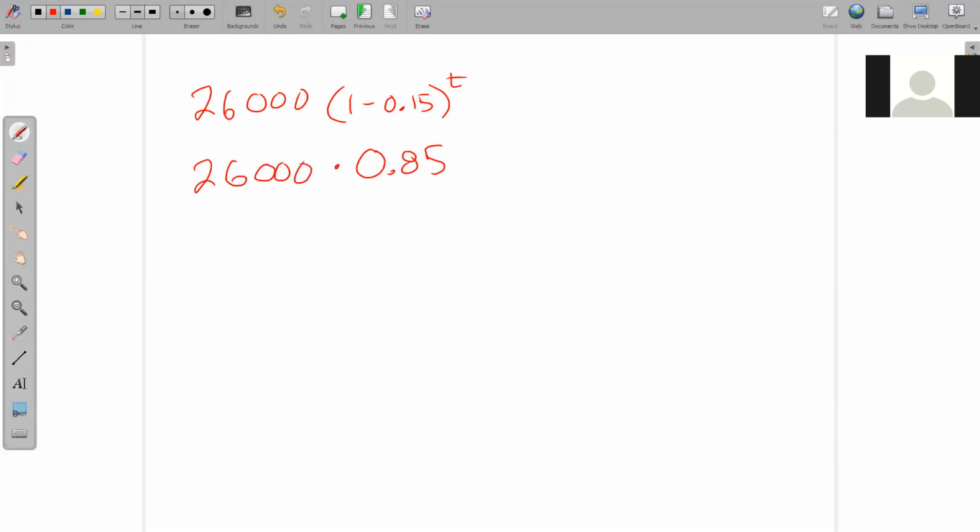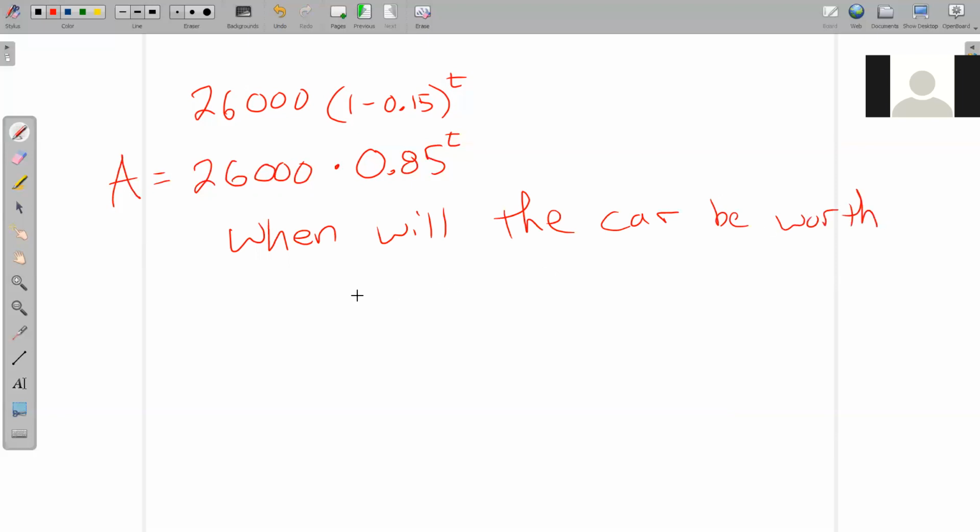So this is the formula for the car depreciation. We said the amount the car is worth after t years was this equation. And we could do things like plug in t equals 1 and t equals 2 and t equals 10, but what we haven't been able to do yet is easily answer a question like, when will the car be worth $10,000?